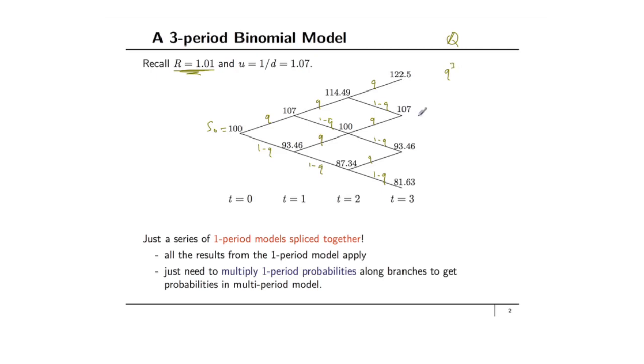How about at this point here? What is the risk-neutral probability of the stock price being equal to 107 at time t equals 3?